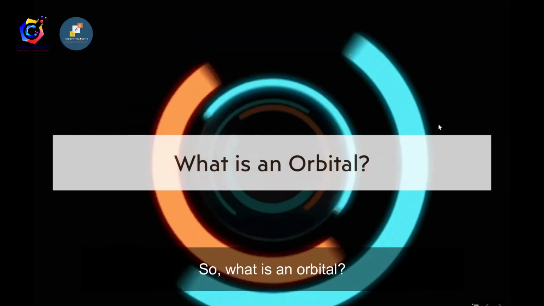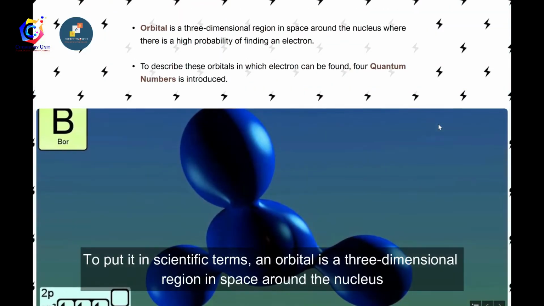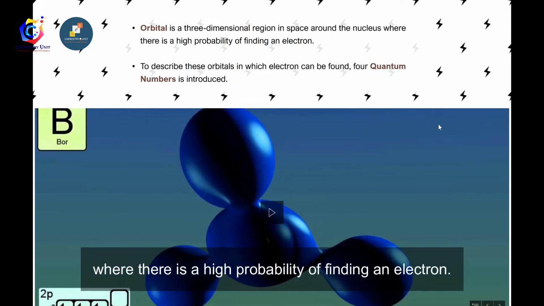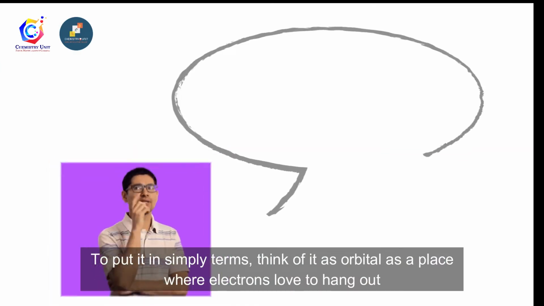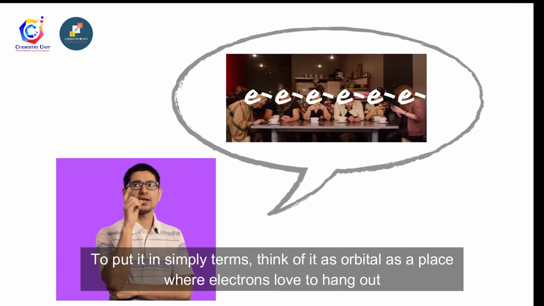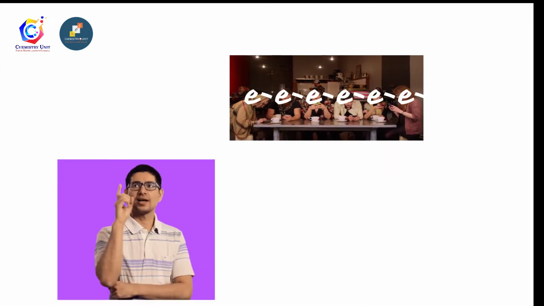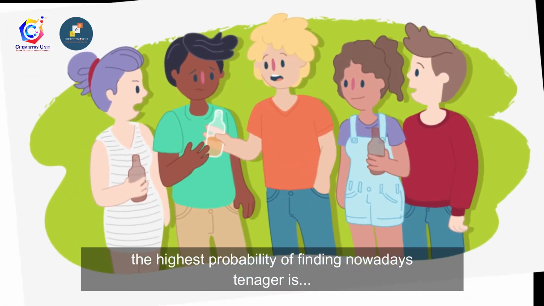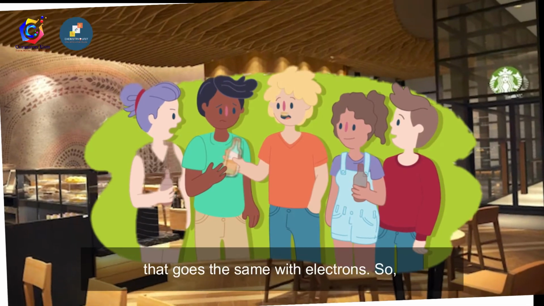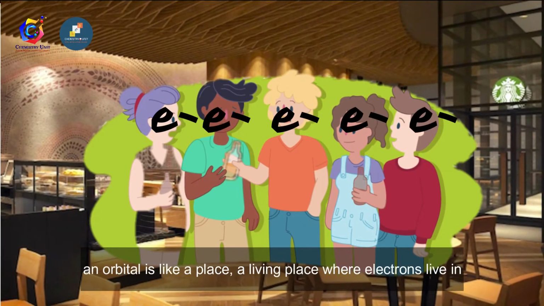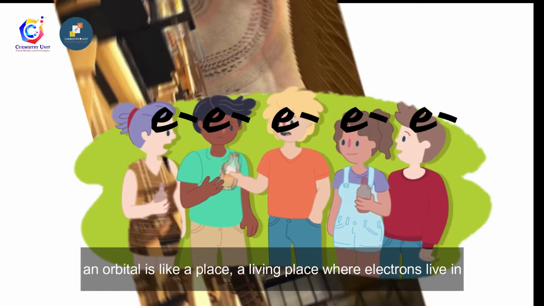So, what is an orbital? To put it in scientific terms, an orbital is a 3-dimensional region in space around the nucleus where there is a high probability of finding an electron. To put it in simpler terms, think of an orbital as a place where electrons love to hang out. Like for example, the highest probability of finding nowadays teenagers is at Starbucks. That goes the same with electrons. So, an orbital is like a living place where electrons live in.